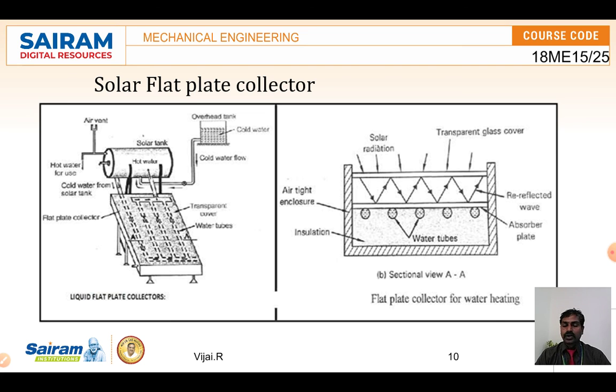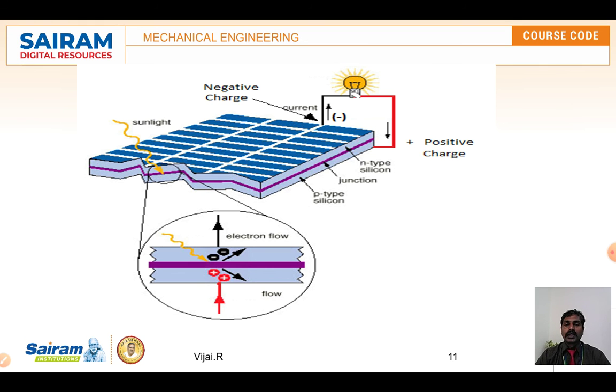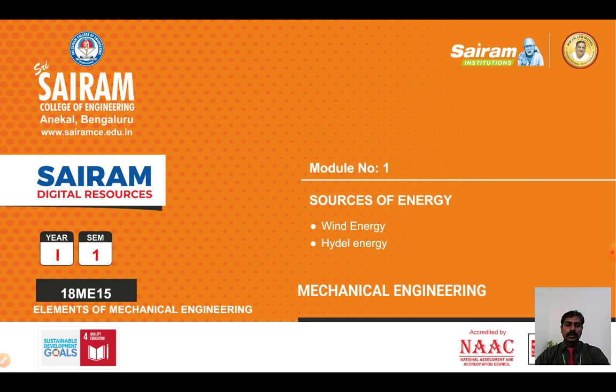Cooking also can be done with the same basic principle, and electricity can be produced with the help of the photovoltaic cell and the photo emission effect. That is, when charge is there, the EMF is going to be produced. Okay, so this is the basics of how solar energy can be converted into electricity. And next we will see wind energy, hydel energy and all.